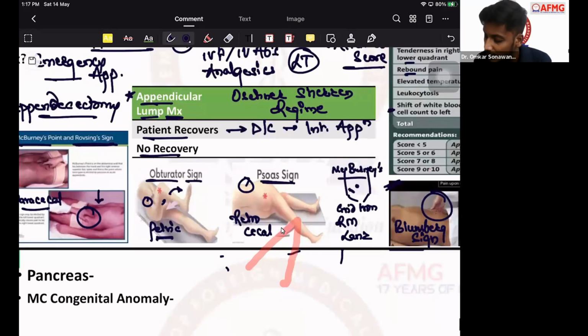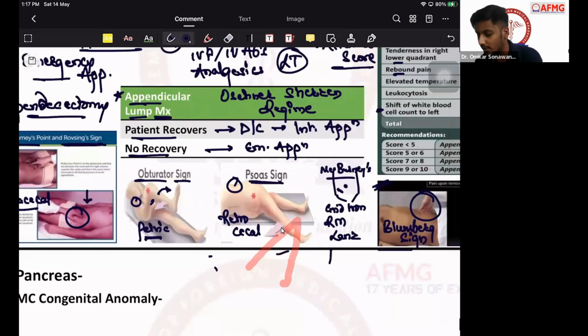If the patient does not recover, in this condition you need to perform an emergency appendicectomy. If his condition is deteriorating, pain is increasing, fever is rising, then definitely you need to perform an emergency appendicectomy. And if there is an appendicular abscess, then the treatment of choice would be percutaneous drainage of the appendicular abscess. No issues with this, anybody?